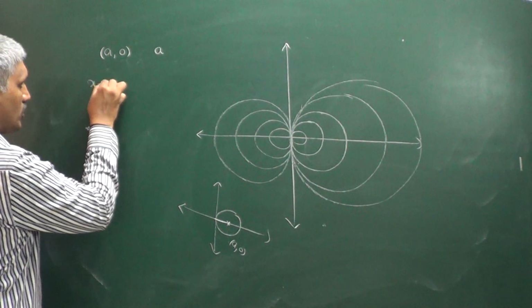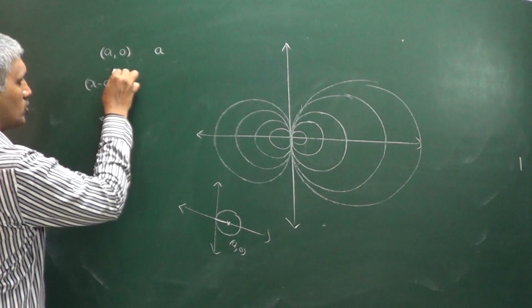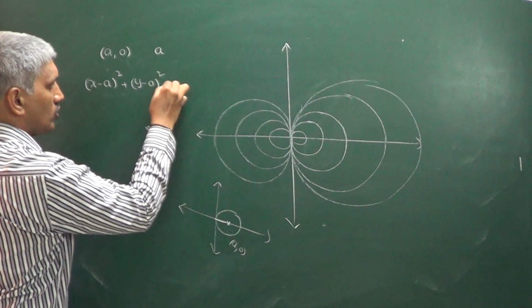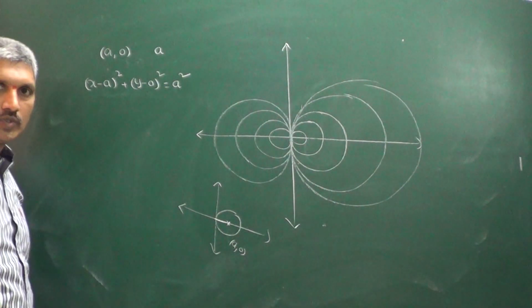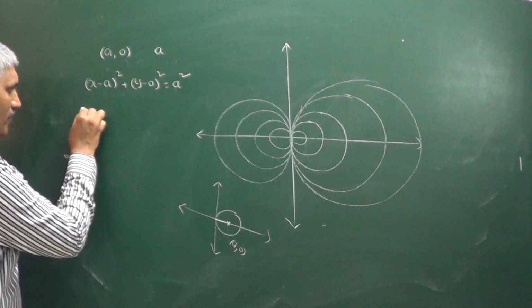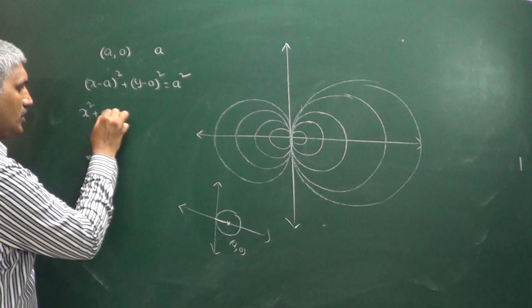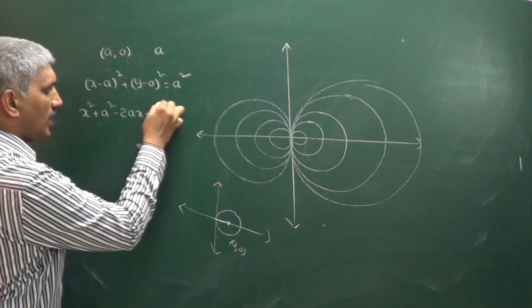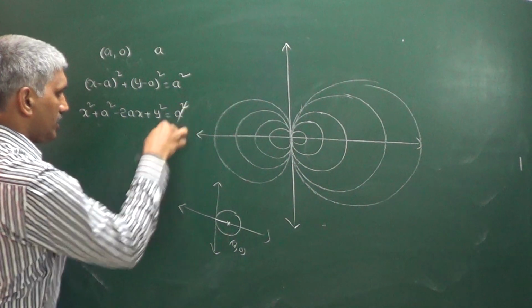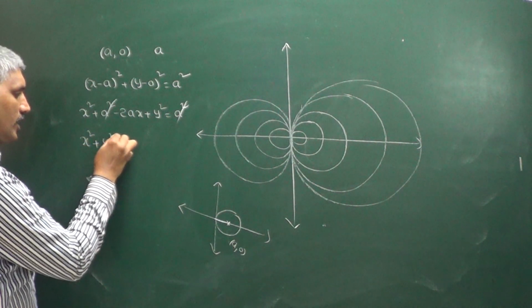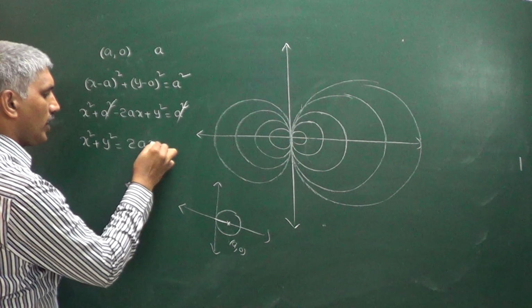Now observe here, (x minus a) whole square plus (y minus 0) whole square is equal to a square. So this is the family of circles. Now we simplify this: x square plus a square minus 2ax plus y square is equal to a square. A square cancels. We get x square plus y square is equal to 2ax.